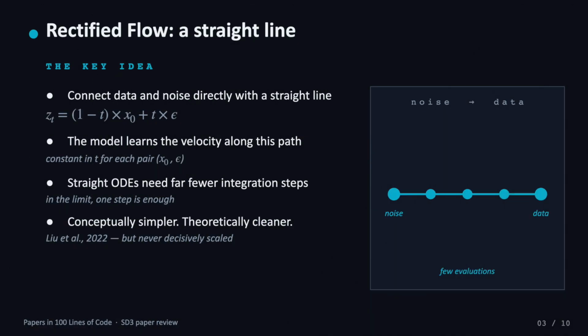Rectified flow asks a simple question. What if the path from noise to data was just a straight line? The formulation looks like this. Z at time t equals 1 minus t times your data plus t times your noise. As t goes from 0 to 1, you interpolate linearly between the two. The model learns the velocity along that path, which for any specific data and noise pair is just a constant.